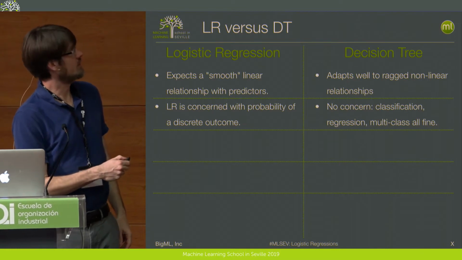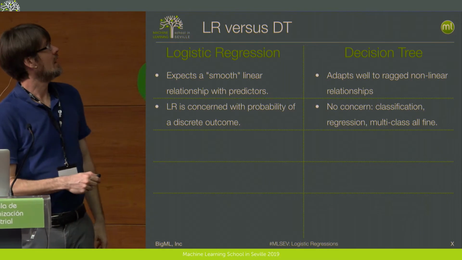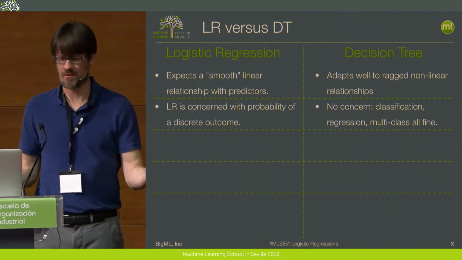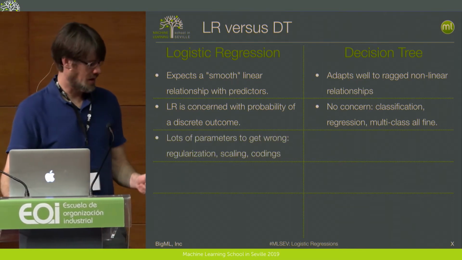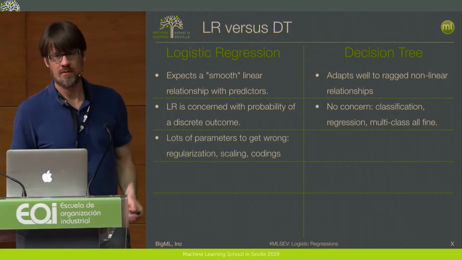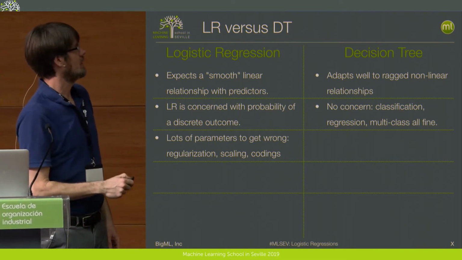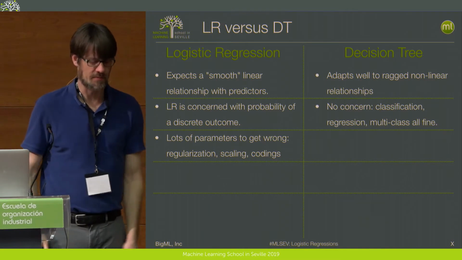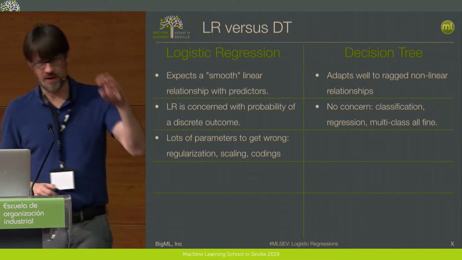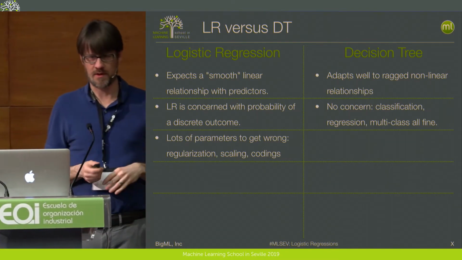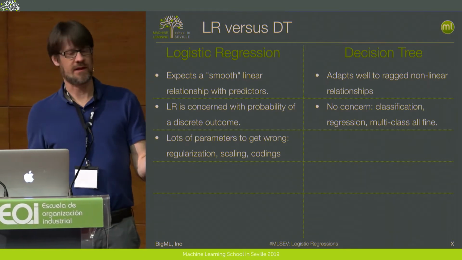Logistic regression can only learn this very specific thing, probabilities for discrete outcomes. Decision trees, you can kind of learn anything with decision trees. It's a very adaptable algorithm that way. Logistic regression, you can screw up in a lot of ways if you futz with the parameters, and I'm not going to go into them here. There's a lot of documentation on BigML if you really want to get crazy with these. But if you mess with the different types of regularization and scaling and codings, you can easily break the algorithm.